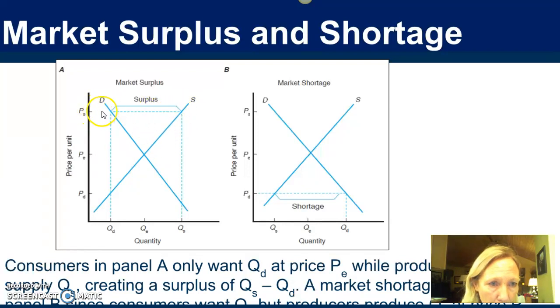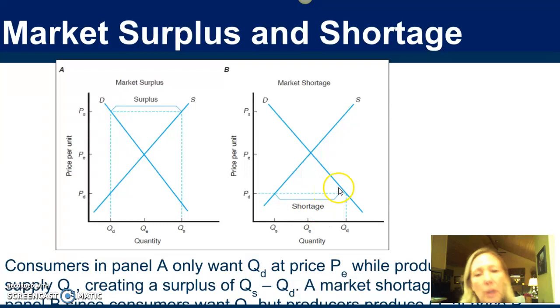Well, you can go over to the price and drop down, and that is the quantity that consumers would want at that particular price, because that's a high price. Whereas producers at that price are going to bring a huge amount to the market. So the only way to get rid of a surplus is to get back to equilibrium, and that is to lower prices.